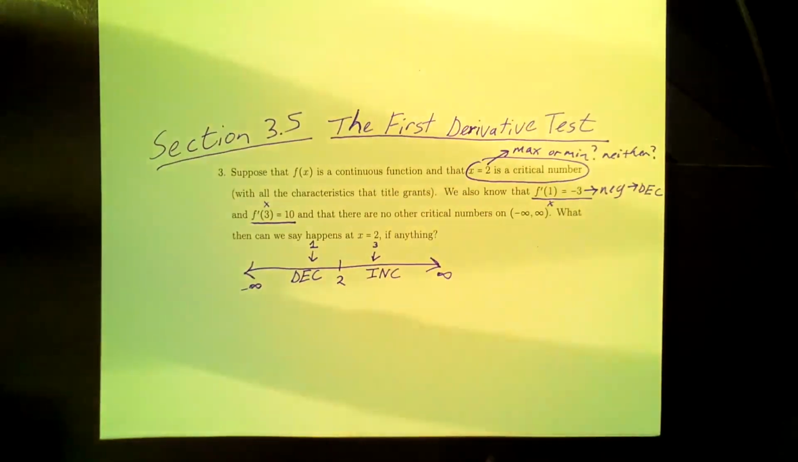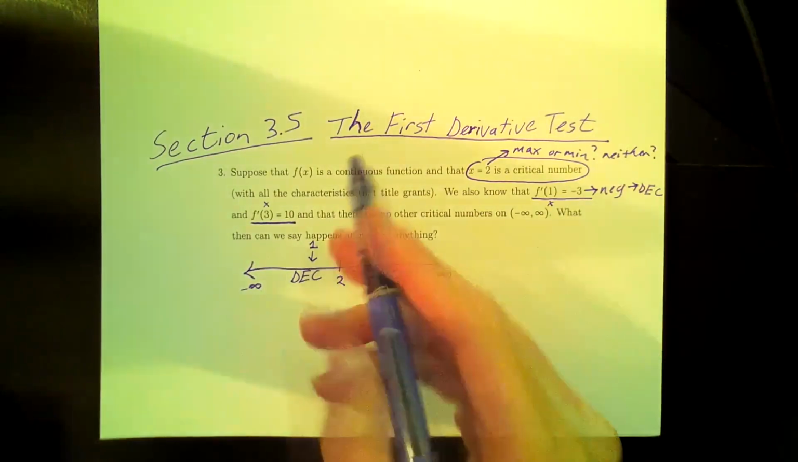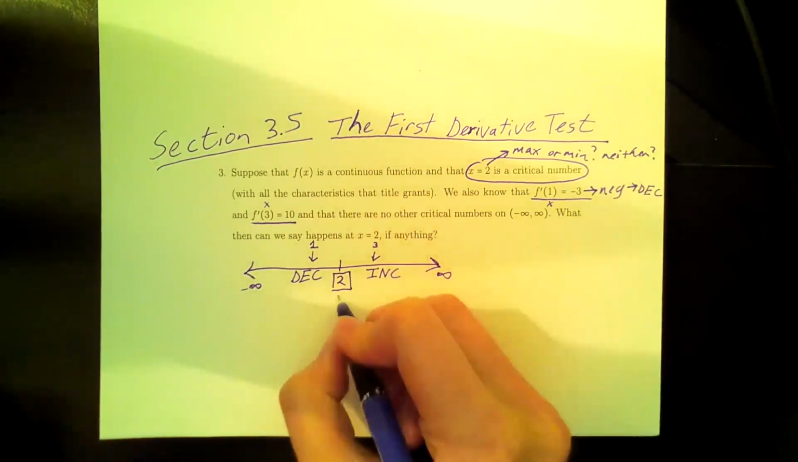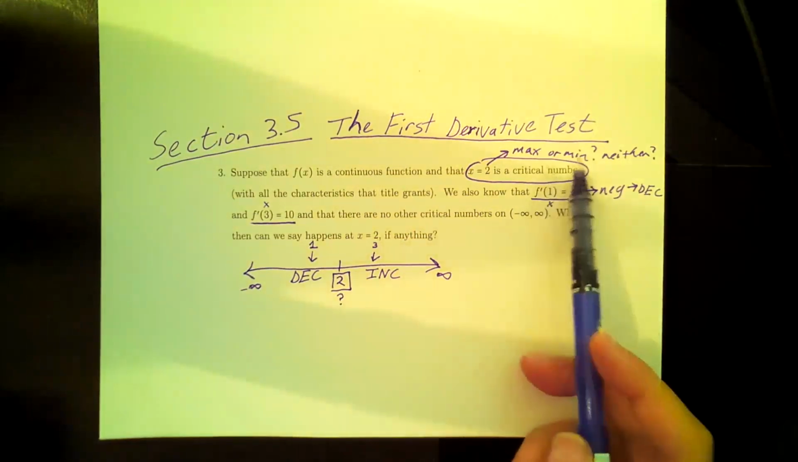So they did all of the number crunching for us here. They said, here's some data, the derivative is this, the other derivative is that. You just got to interpret it. You got to know what it means. So now that we know it's decreasing on one side and increasing on the other, what does that tell you happens at x equal 2, if anything? That's what we're trying to figure out. Is this critical number a max or a min?